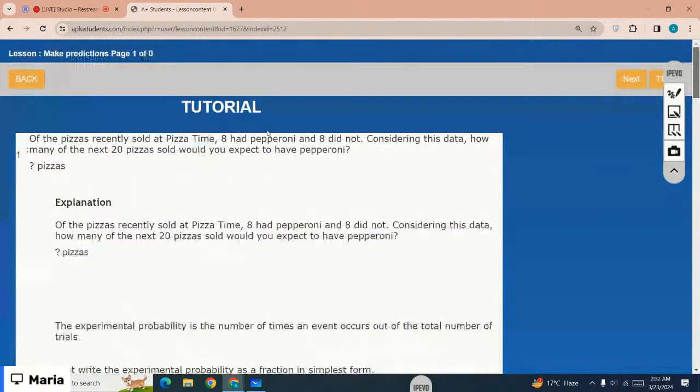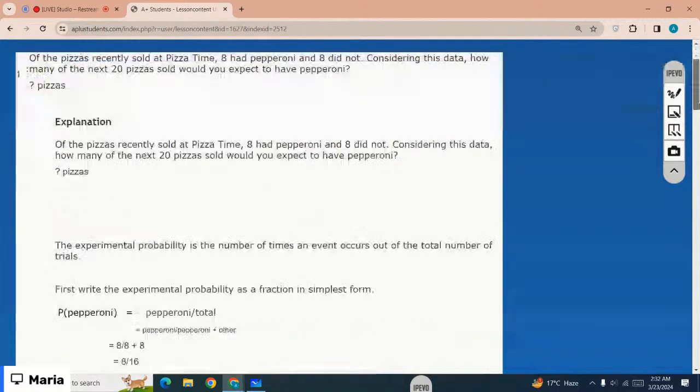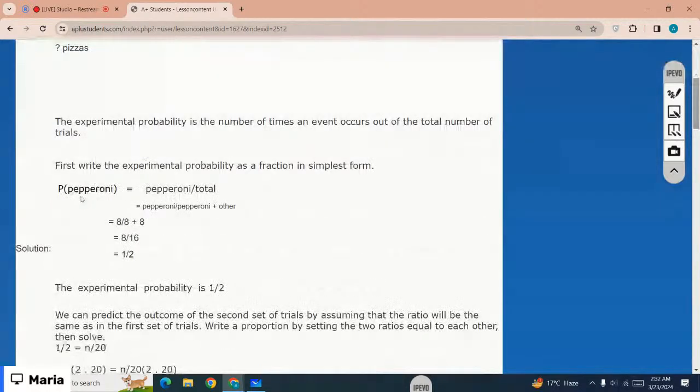8 of them had pepperoni and 8 did not, right? So the probability of pepperoni: 8 of them have pepperoni and 8 do not. That means the total pizzas are 16. 8 have pepperoni, that is 8 out of 16. That means the probability of pepperoni is 1 over 2, right? Now you have to predict, if you have 20 pizzas, how many of them have pepperoni, right?